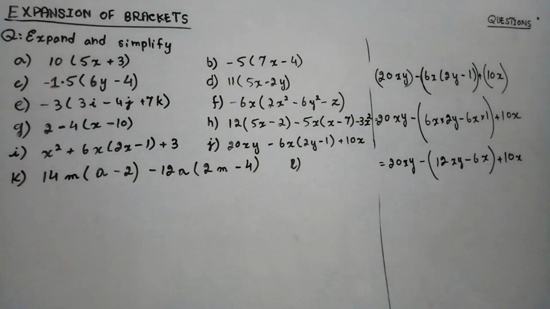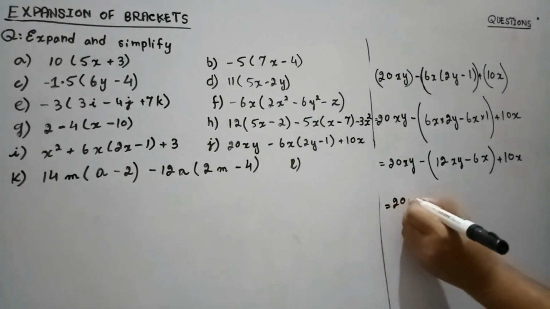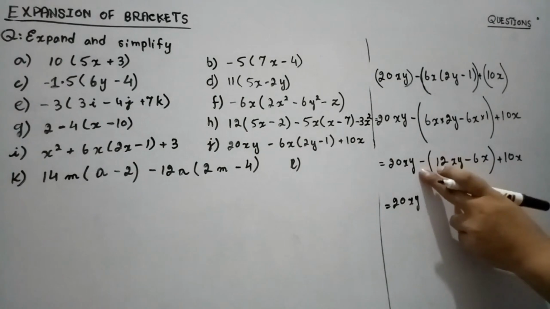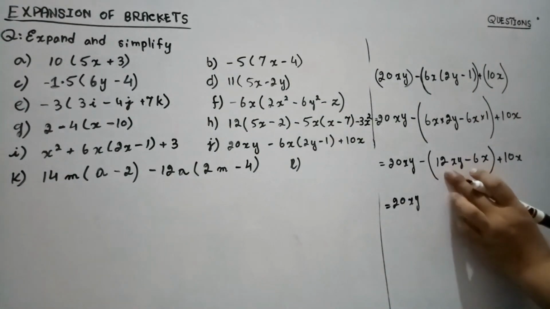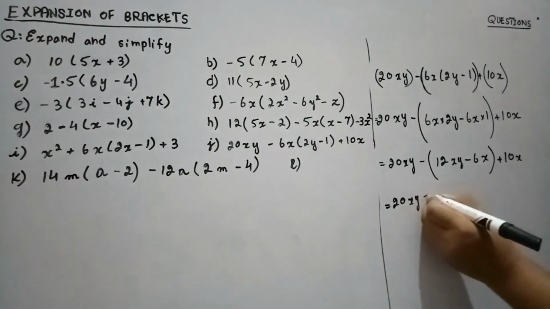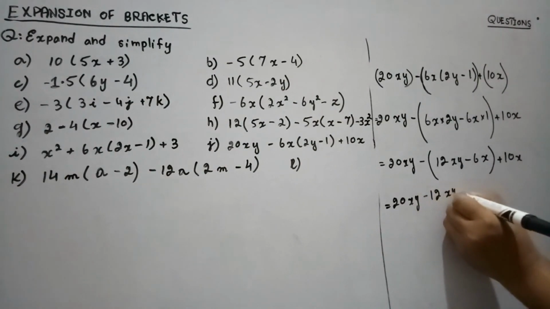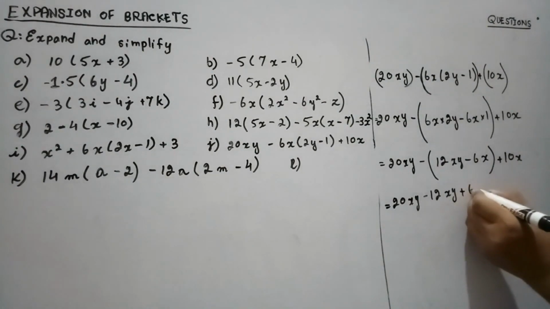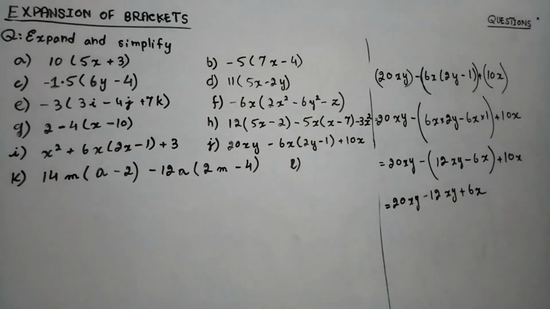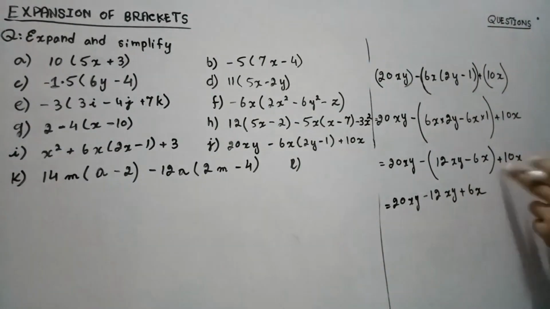Clear? Okay, now if I write this 20xy, and now this negative sign is going to multiply by each of the terms present inside, or we can say it will invert the signs of the terms present inside that bracket. Here we have a positive of xy, so it will be a negative of xy, 12xy. Clear? Here we have a negative of 6x, so it will be a positive of 6x, because here we have a negative sign outside the bracket. So now we can remove the brackets, and I can write this 10x as it is.